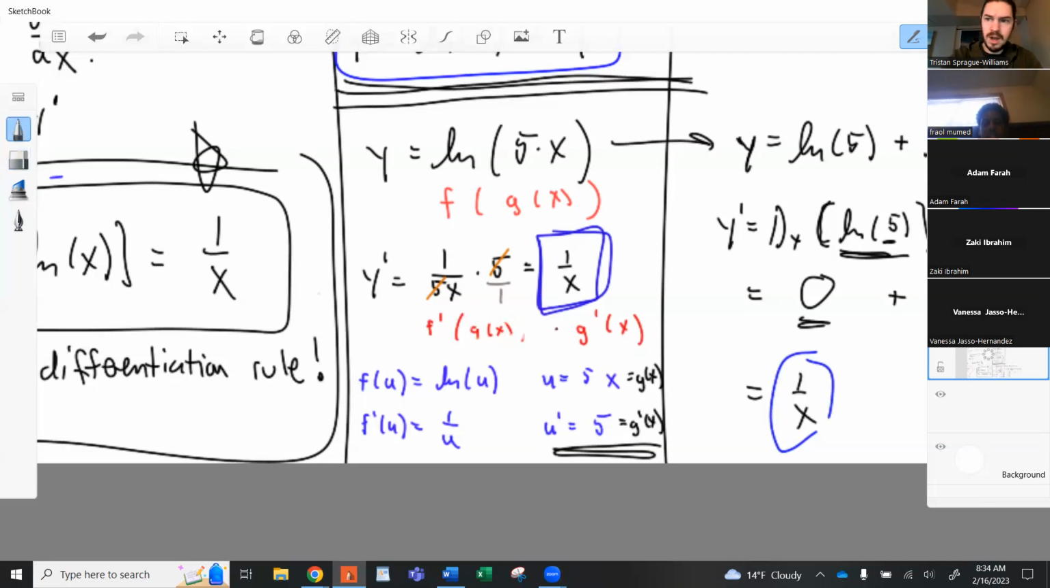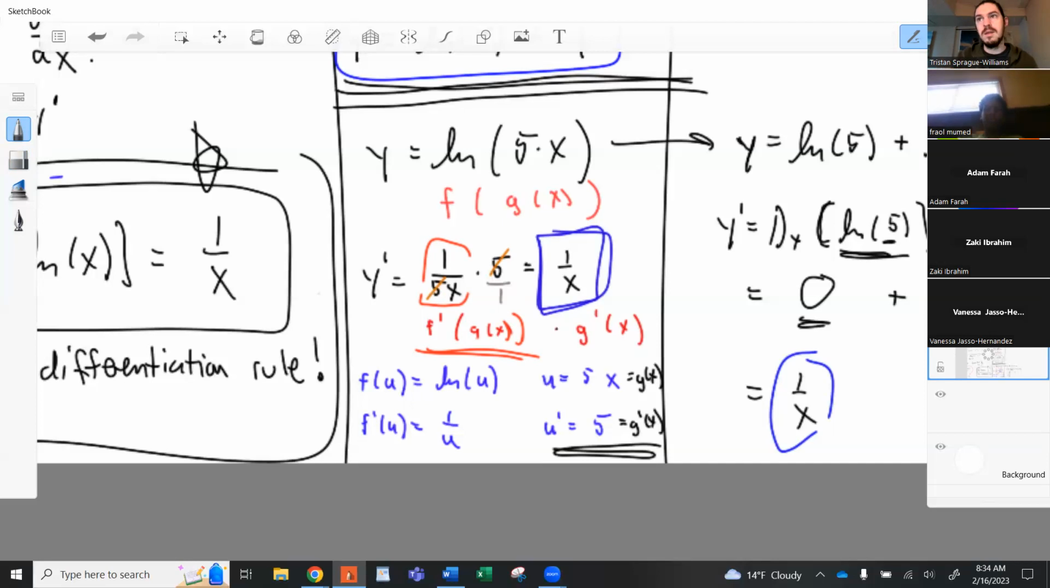So we say f prime of g of x. So you could say it this way: f prime is 1 over u, and then you said that's 1 over 5x. Right there, you're putting the g of x back inside of it. Oh, okay, I got you.